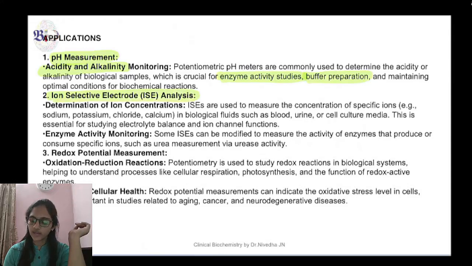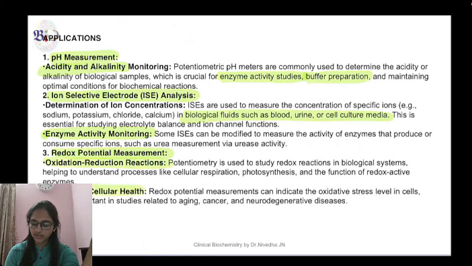In serum, blood, urine, or any other bodily fluids, when you want to measure a specific ion concentration, you use this ion selective electrode method. Then enzyme activity monitoring and redox potential measurements. In various redox reactions, you use this to study them. Oxidation reduction reactions are what redox reactions are.